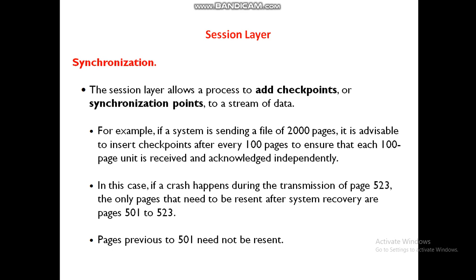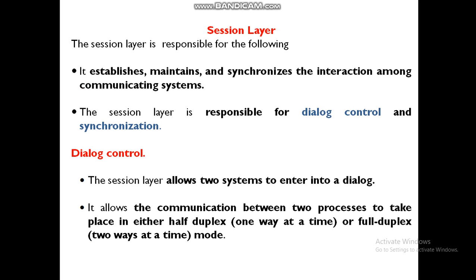In this video, I will explain the remaining three layers: session layer, presentation layer and application layer. The first layer is the session layer. The main activity of the session layer is that it establishes the connection between the sender and the receiver. Once the connection is established, it is maintained throughout the communication, along with the synchronization of the interaction among the devices. So the session layer is mainly responsible for dialogue control and synchronization.